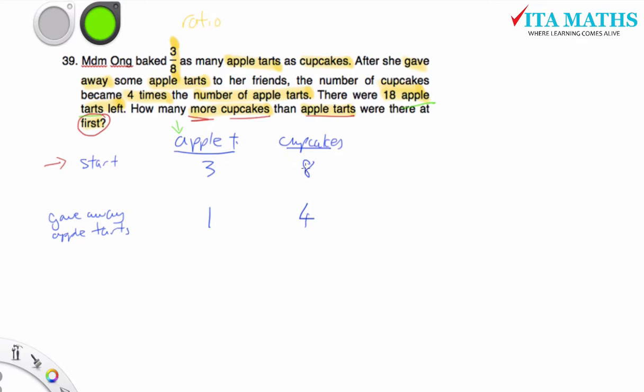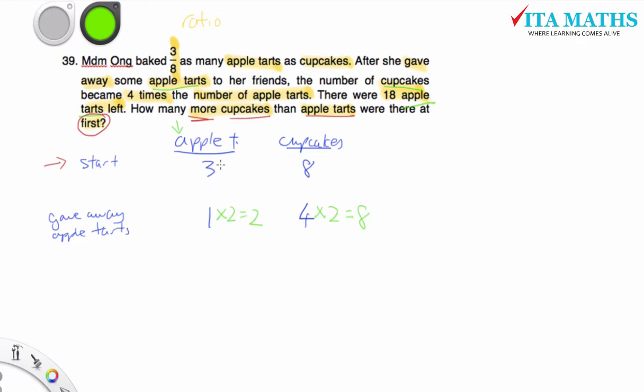Let's say number of cakes here. So she gave away the number of apple tarts. You have to find out from cupcakes. Make the cupcakes the same. How do you make these two the same? 8, can you make the 4 into 8? To make 4 equal to 8 is 4 times 2 equals 8. So this also you take times 2.